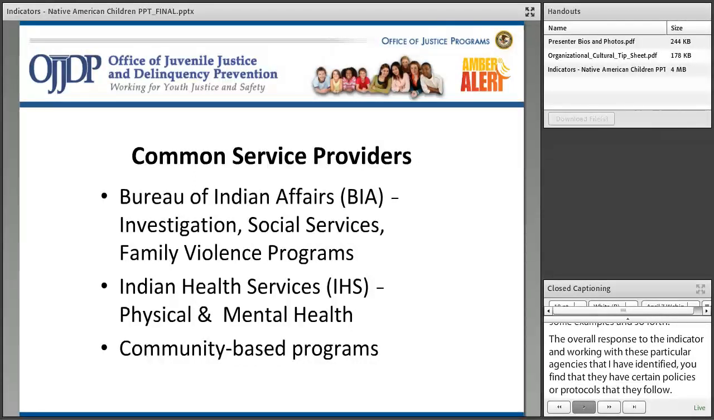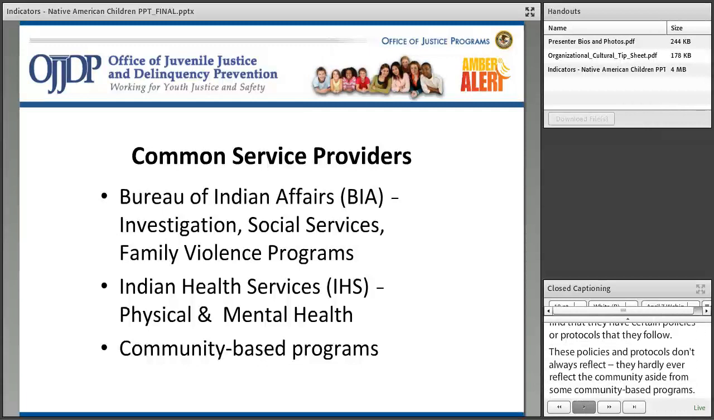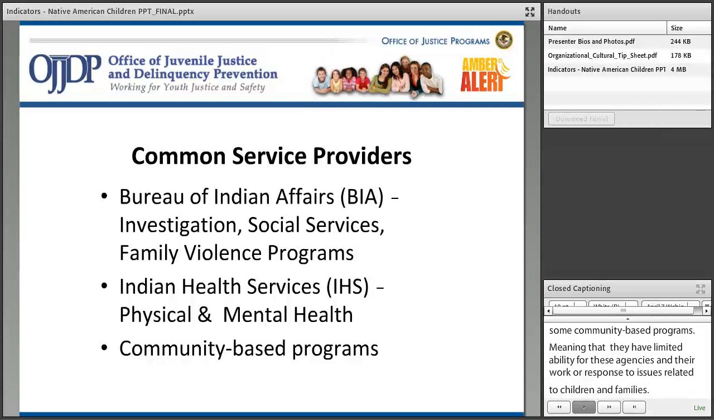aside from some community-based programs, meaning that there's limited ability for these agencies in their work or response to issues related to children and families. They can't divert from those policies, which makes it very hard because each community is different. Each community resource is different. Each community's history is different.